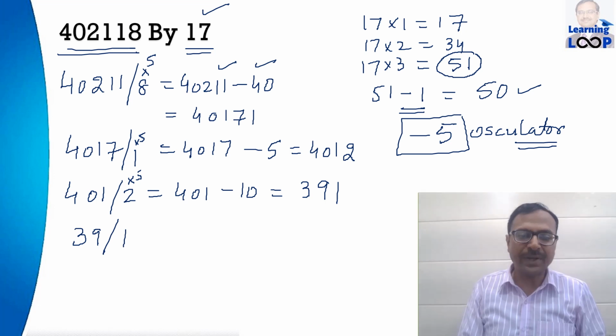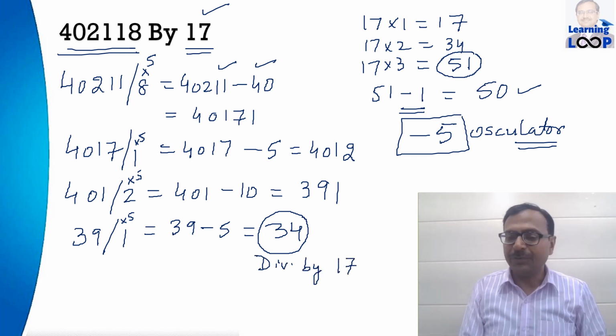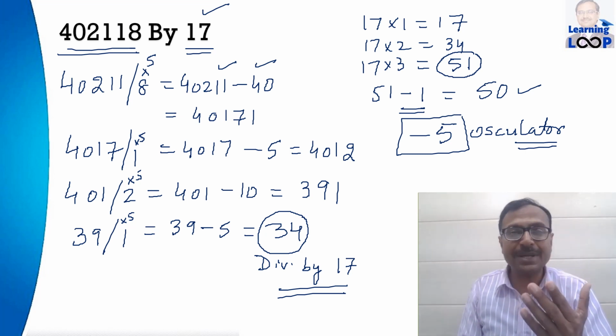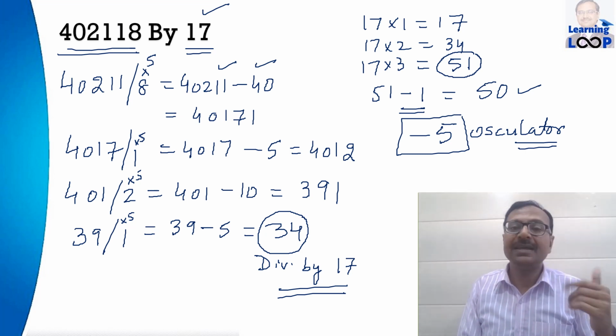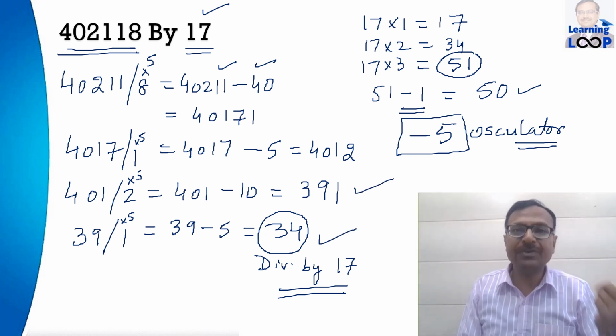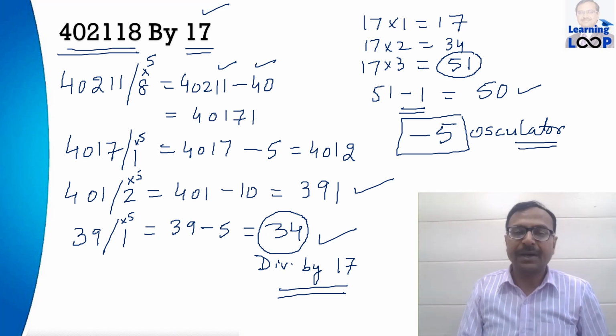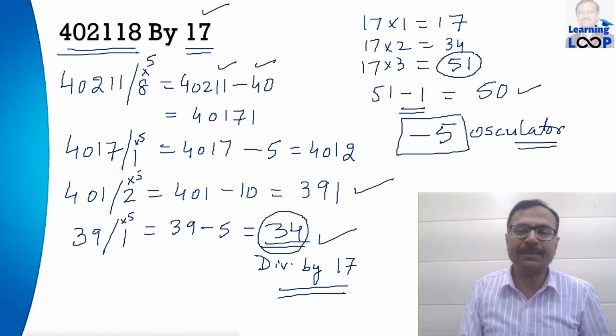So 39 slash 1 gives me 39 minus 5 times 1, which is 5, and so I get 34. And now I know 34 is perfectly divisible by 17. If you can't do it, then you have to do one more step, and that will simplify the process at your comfort level. You can stop wherever you want to. The number which you can check whether it is divisible by 17 or not, you can stop at that particular step. But I think 34 is quite easy for me. 17 times 2 is 34, and therefore the entire number 402118 is divisible by 17.